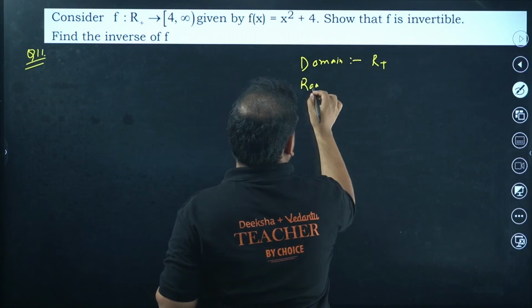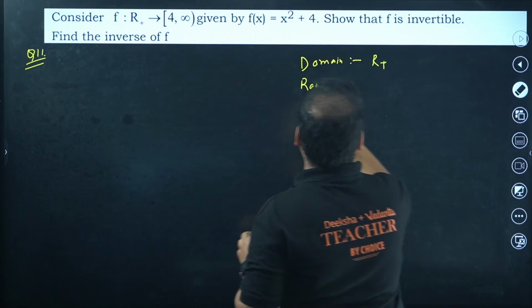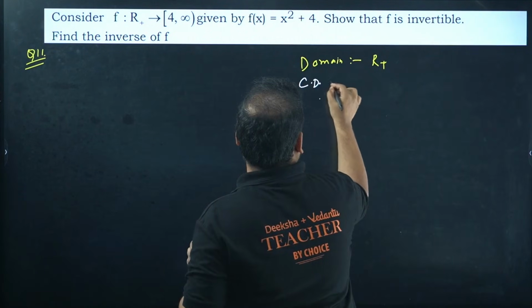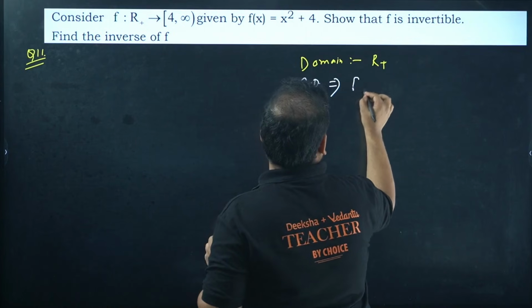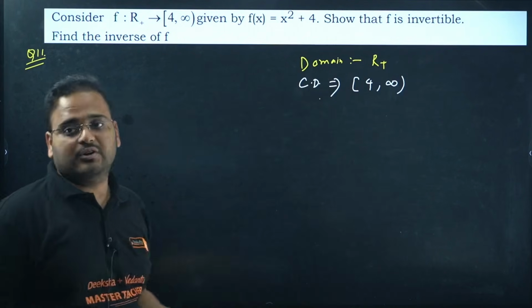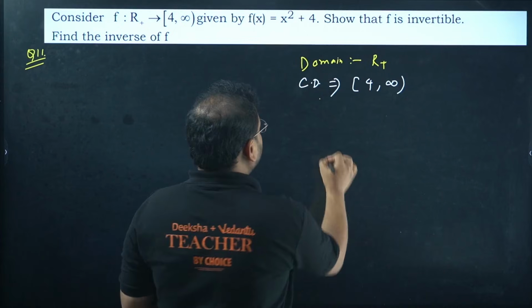What is the codomain given over here? Not range, codomain. The codomain is given as closed 4 to infinity. I'm trying to prove that it is invertible and find the inverse of it. Okay, so for an invertible function, what is the first thing?